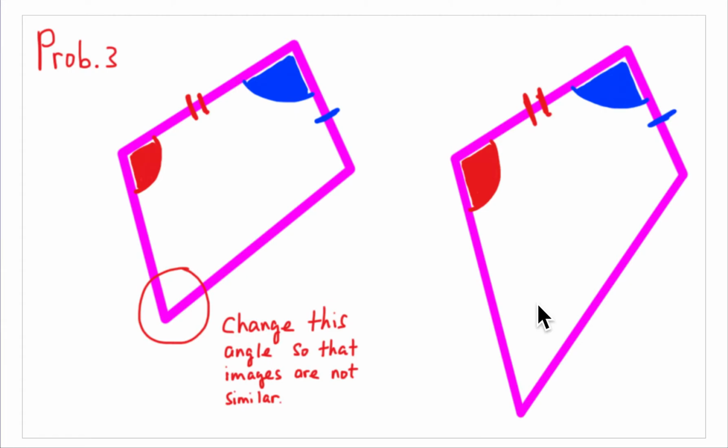Problem number 3 said, draw 2 polygons that are not similar, but could be mistaken for being similar. Explain why they are not similar. What I did in this one is I just changed one of the angles a little bit. I stretched this angle out like this, and if I had dilated this probably larger, maybe smaller compared to this one, they might look very similar. It might be hard to tell that this angle, in fact, is different from this angle. I didn't really like these 2 problems, but that's okay.